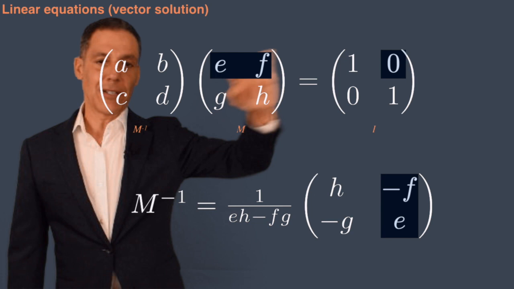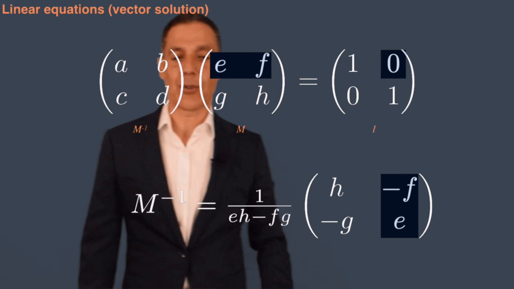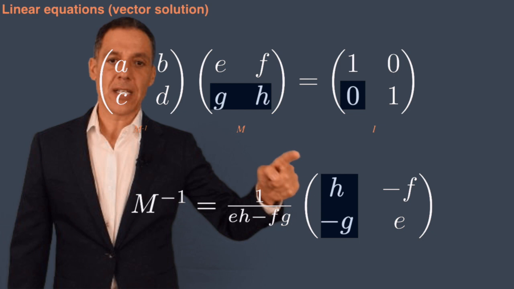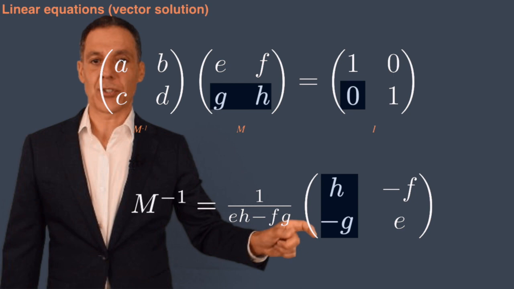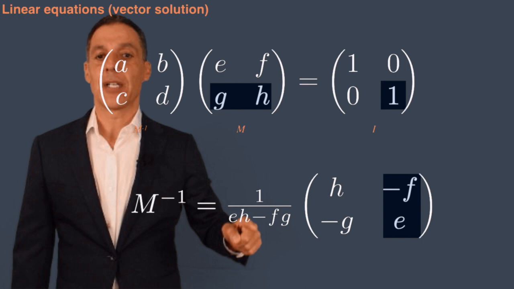I'll go across the top now. So this row is E times minus F plus F times E, or E times F, which of course is just 0. So I get that. GH times H minus G, so that's G, H minus G, H, which of course is 0. And the last one is G times minus F plus H times E, which of course is just the determinant. And so when I divide that by the determinant, I get a 1.